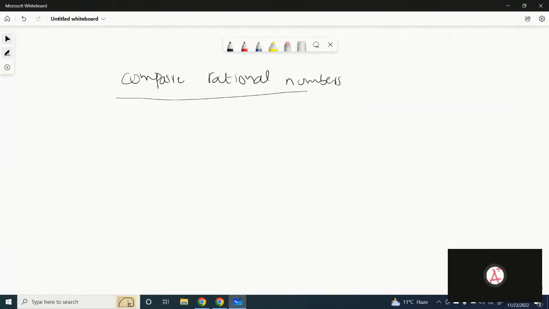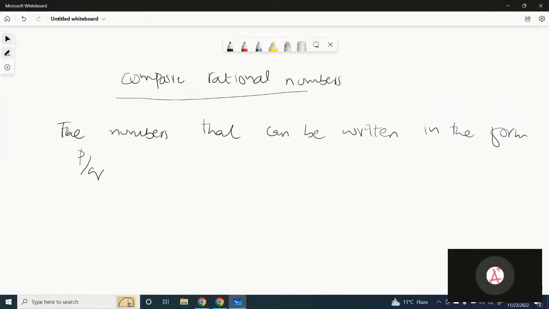So the rational numbers are the numbers that can be written in the form p over q. Got it? So whenever you can write any number in fractional form, that means it is a rational number. Got it? Let's start with the first example.